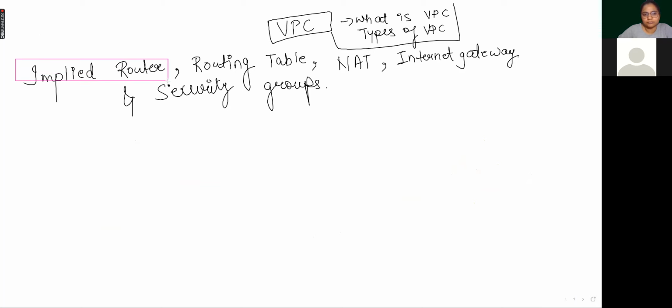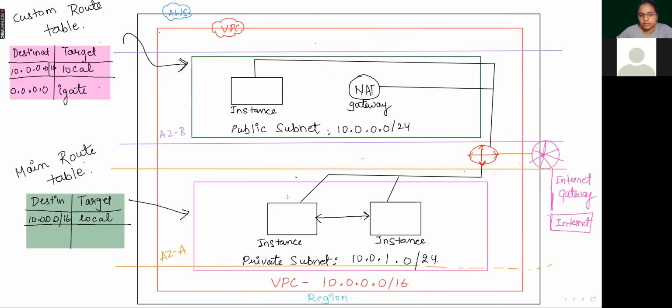Implied router we have seen, right? Routing table we have seen. NAT gateway we have seen. Internet gateway we have seen, right? So just revise everything from this diagram. Check anything is missing from this diagram. Implied router is this one. This router they say as implied router.